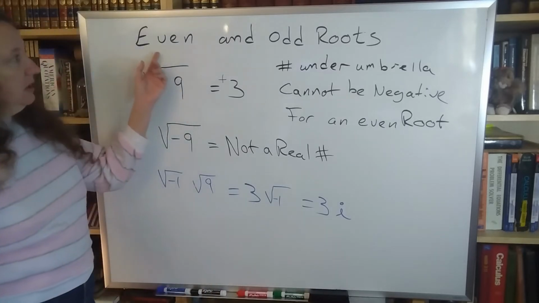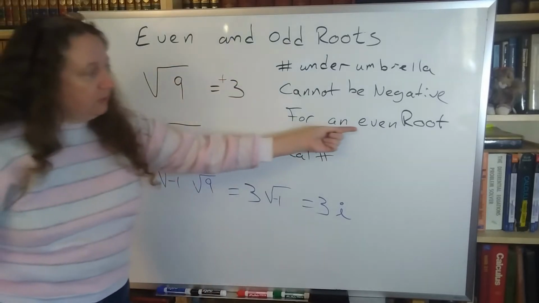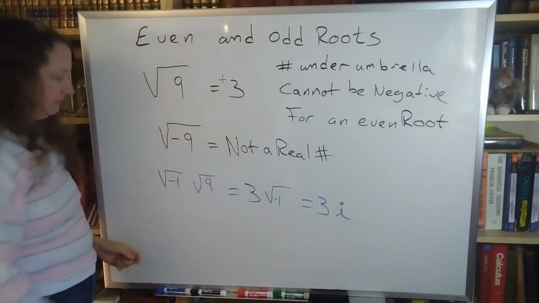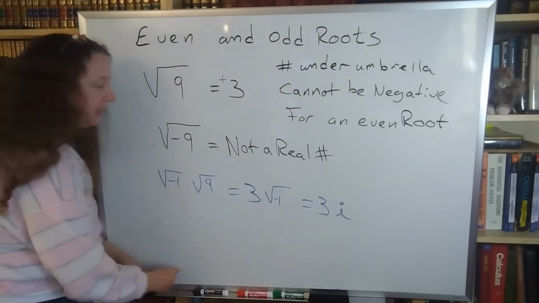So the even roots cannot have a negative under the umbrella. Odd roots, though, can.